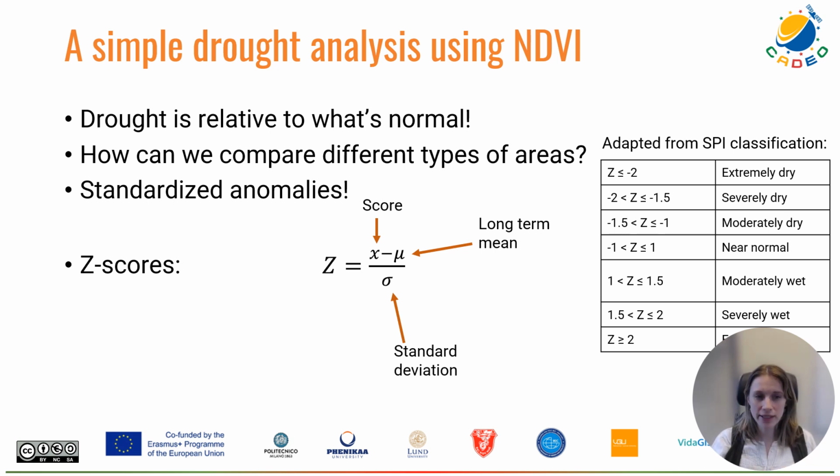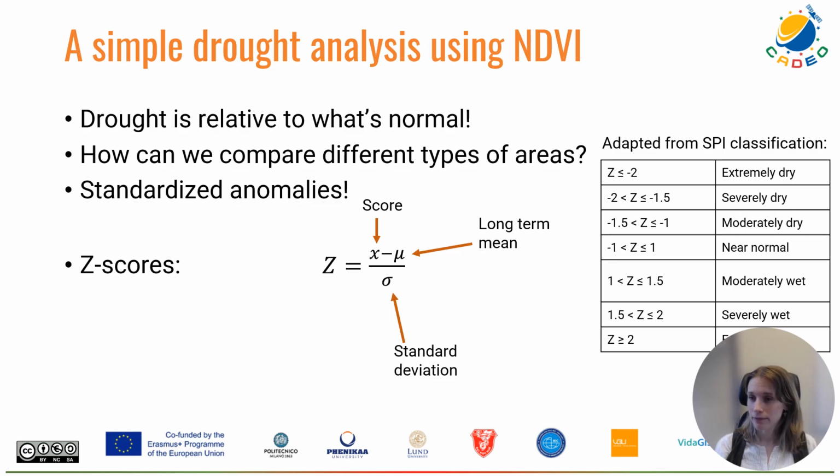Okay, so here we can work with z-scores. And z-scores are a very simple way to measure anomalies. They give a similar value to the SPI, or a similar method to the SPI. So you compare the score of the period you're interested in with the long-term mean, and then you divide it by the standard deviation. And this gives you the number of standard deviations that a value deviates from the long-term mean.